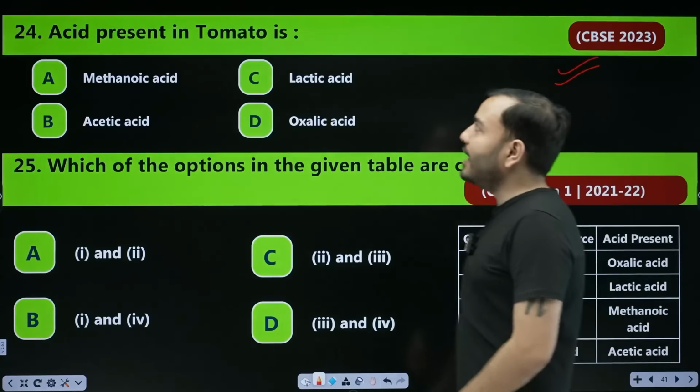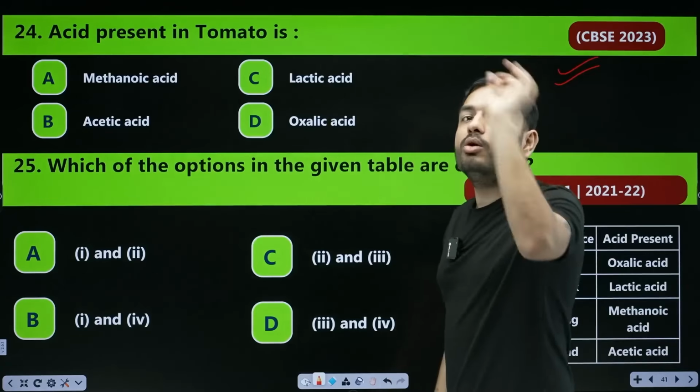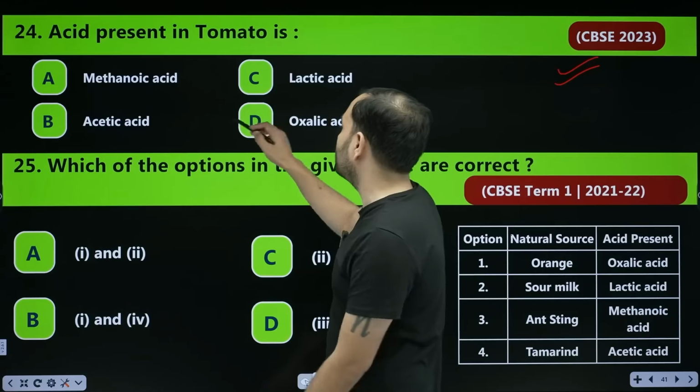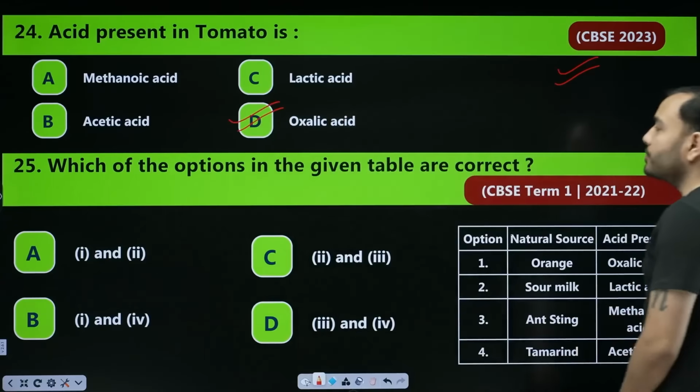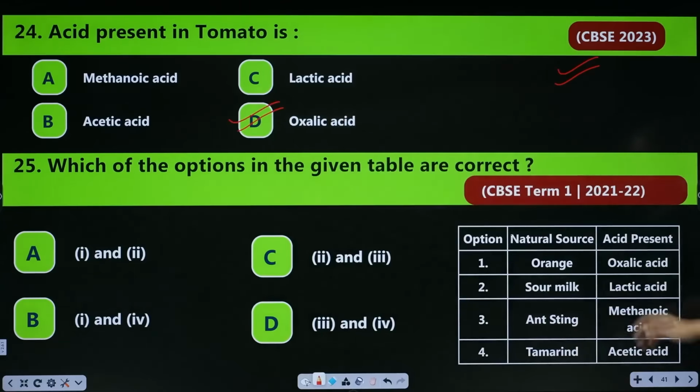CBSE 2023. Acid present in tomato is oxalic acid. Which of the options in the given table are correct? Orange is peeled off, citric acid inside, wrong. Sour milk, thrown in a lake, lactic acid, correct.